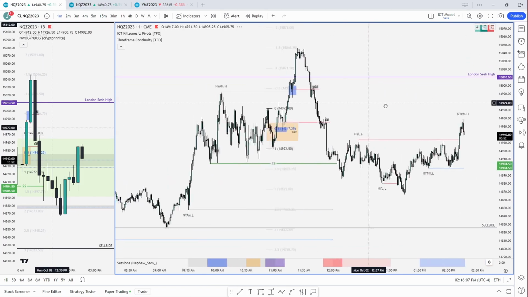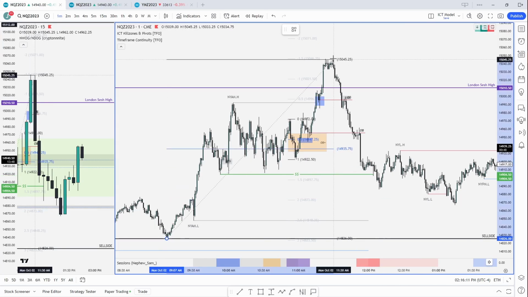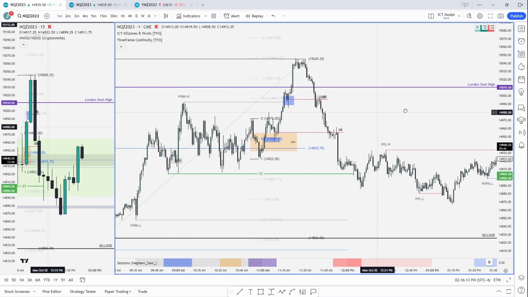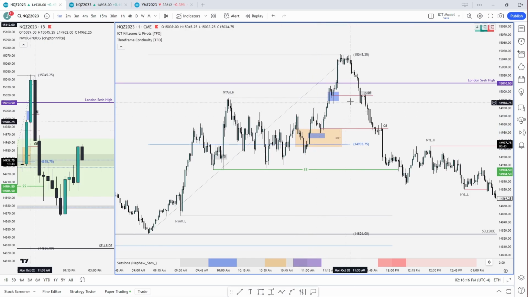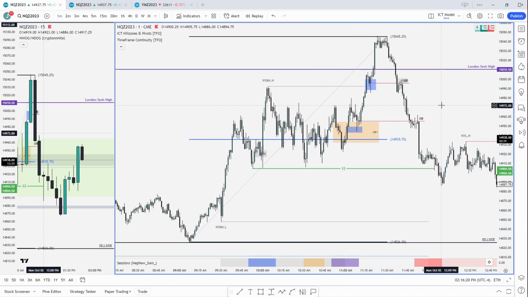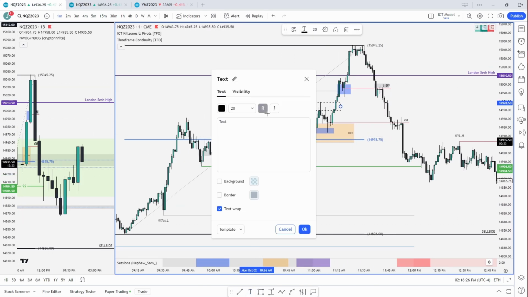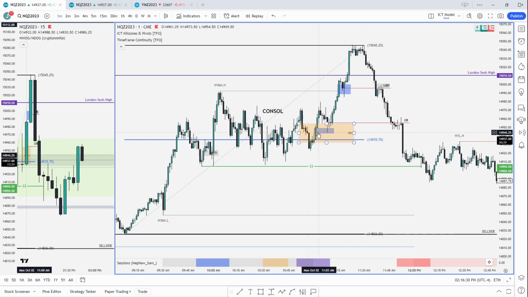Also within what? Dealing range discount. So let me clear this up. You can see what I mean. So dealing range discount right here. Okay. So you have consolidation. Make sense? So yeah, I'll just label it. You have consolidation. What do you expect after consolidation? Expansion.